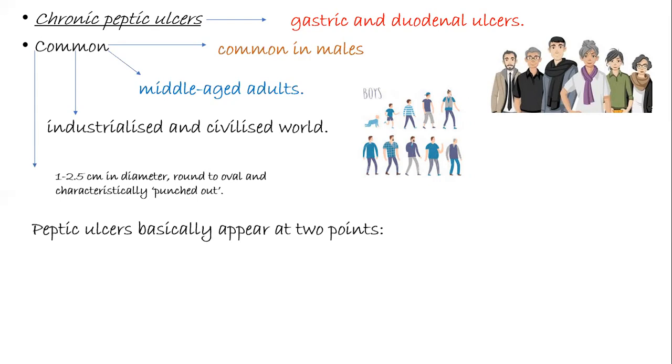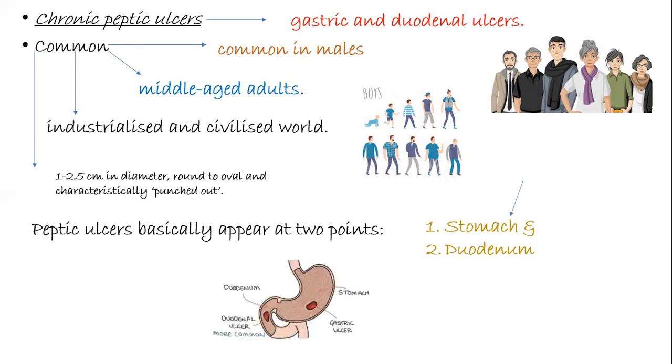Peptic ulcers basically appear at two points, as I have told you already, in the stomach and the duodenum. In the stomach, the gastric ulcers are found predominantly along the lesser curvature, because at this lesser curvature, the gastric content resides for a long period of time.